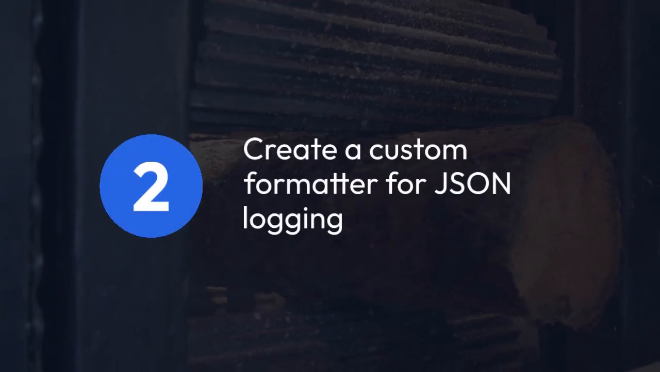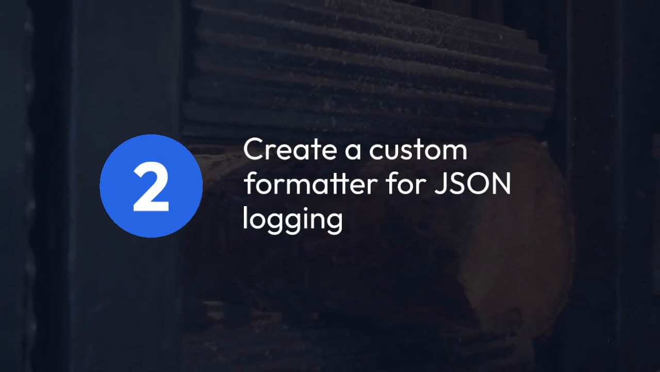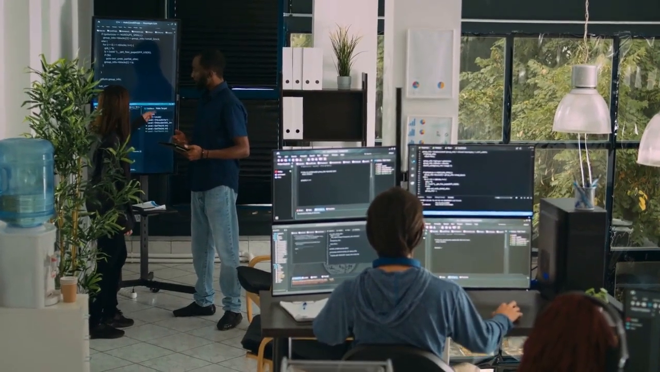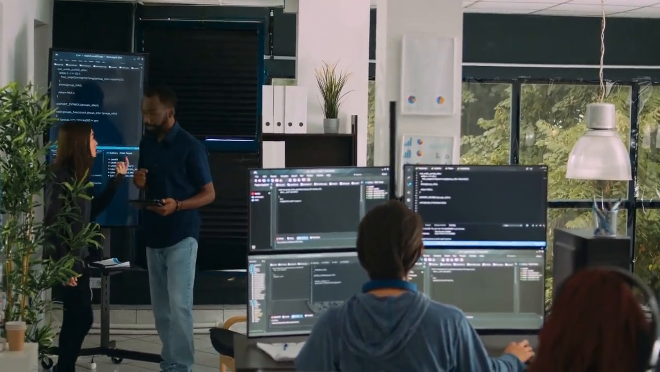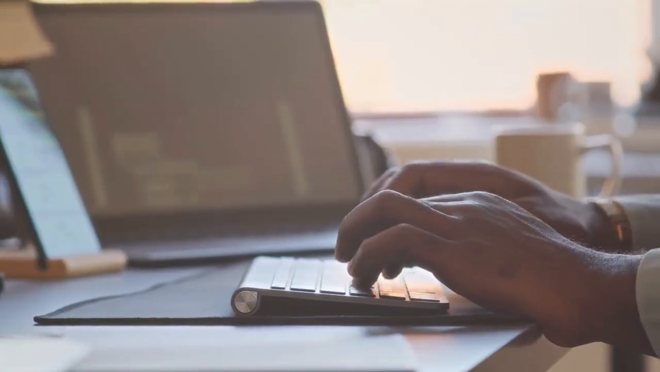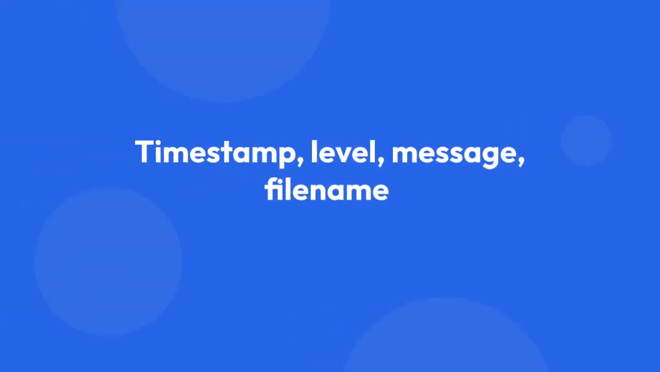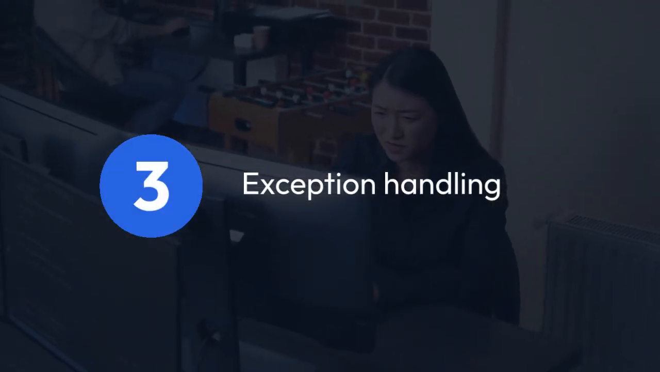2. For JSON logging, we'll create a custom formatter that uses the JSON dumps function to serialize our log records into JSON. This will make parsing and analyzing our logs much simpler, especially for large data sets or automated systems. The key is to define a dictionary containing all the relevant log information: timestamp, level, message, file name, and importantly, any exception details.